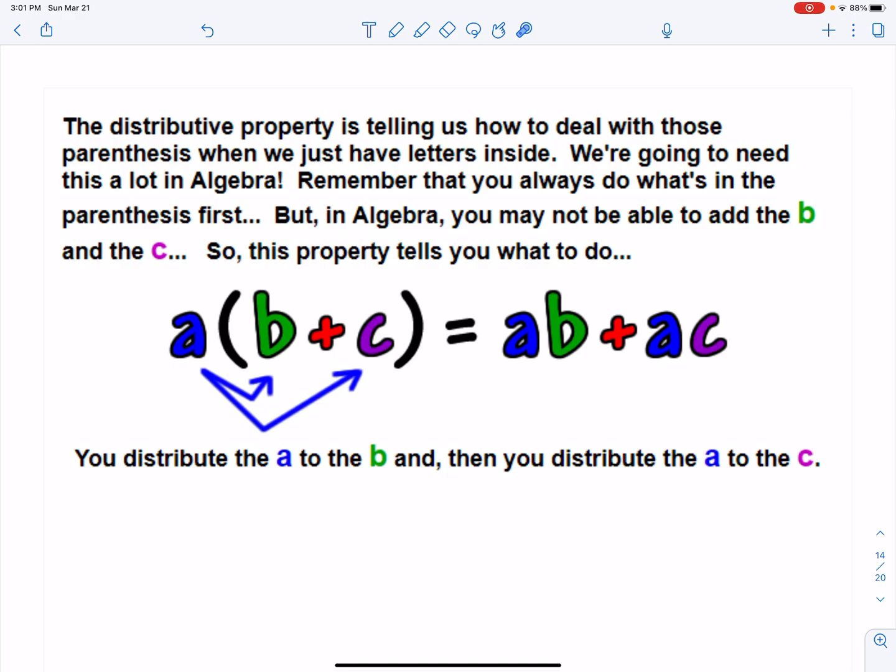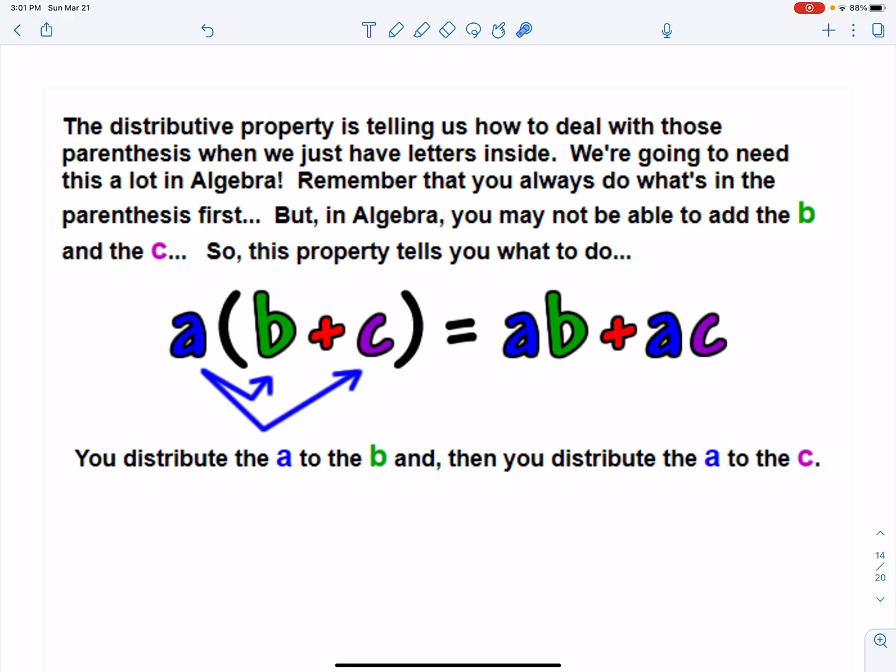It says I can take this A, because this is what we call the distributive property. Distribute means to pass out. So I'm going to pass this A out to the B, and I'm going to pass this A out to the C, and we pass it out through multiplication. That's how we get the AB plus the AC. So we distribute the A to each member.